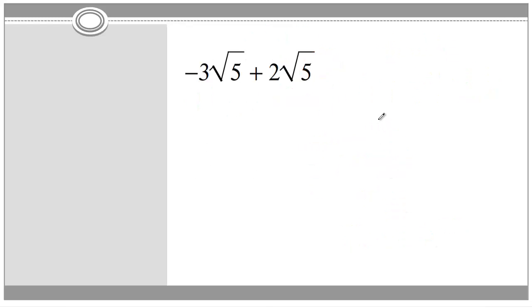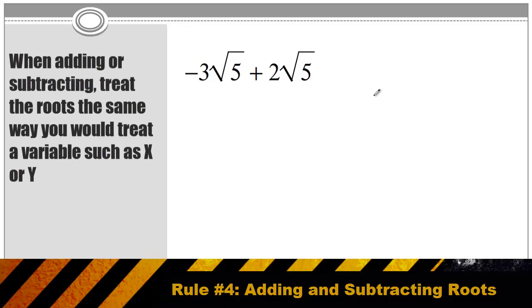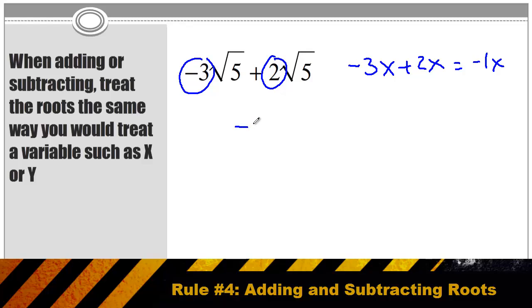Adding and subtracting radicals is pretty simple. You pretty much use the same methods you would for adding and subtracting variables. For example, if I had the statement negative 3x plus 2x, I would simply combine my negative 3 and positive 2, and that would give me negative 1x. And that's exactly what I'm going to do with these radicals. I combine my negative 3 and my positive 2, they become negative 1, and then I just drop down my root 5. That doesn't change.